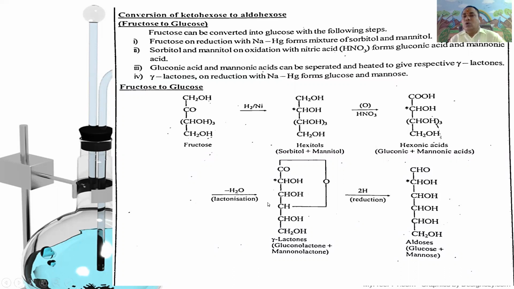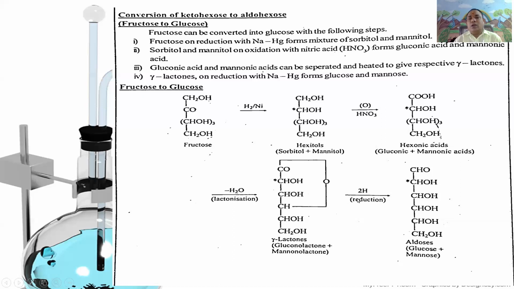This gluconic acid or mannoic acid, upon heating with the removal of water at the fourth carbon, that is the gamma carbon, gives gamma lactones, that is gluconolactone or mannonolactone. The structure is CO, CHOH, CHOH, CH, where the fourth carbon is linked with the first carbonyl carbon through an oxygen atom, then CHOH, CH2OH. It is called gamma lactone.